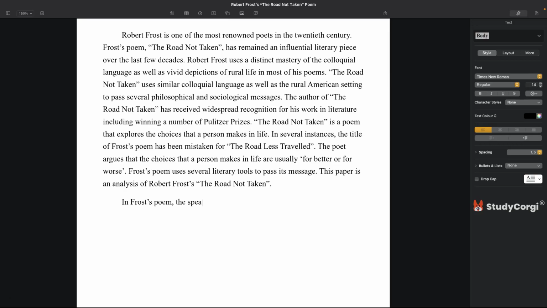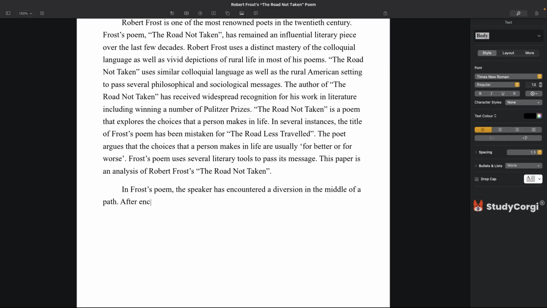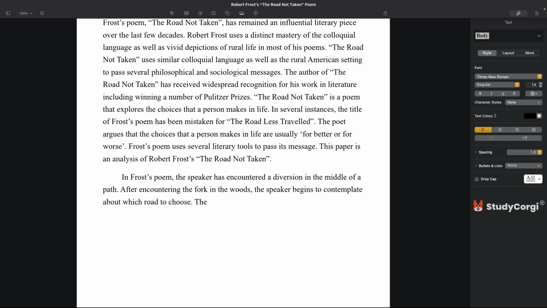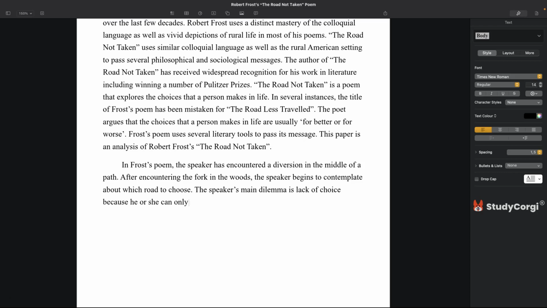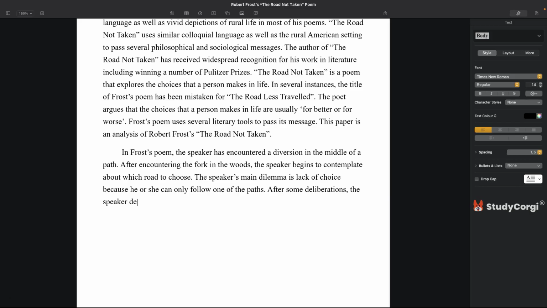In Frost's poem, the speaker has encountered a diversion in the middle of a path. After encountering the fork in the woods, the speaker begins to contemplate which road to choose. The speaker's main dilemma is lack of choice because he or she can only follow one of the paths. After some deliberations, the speaker decides to take one of the paths.